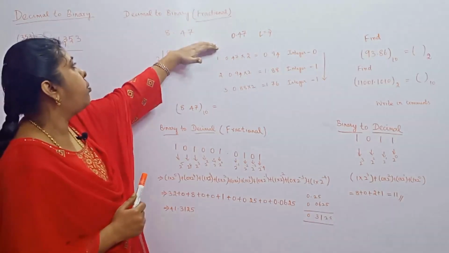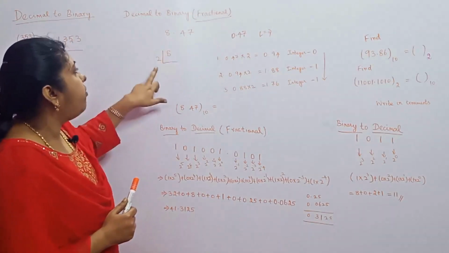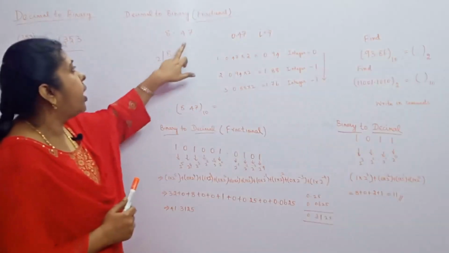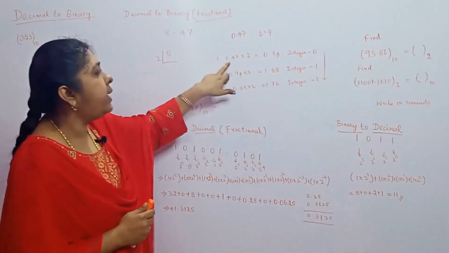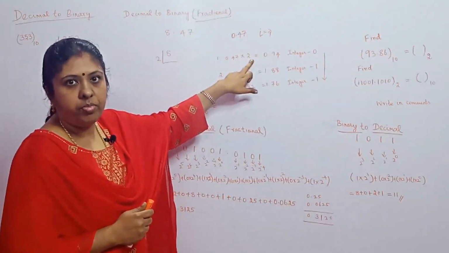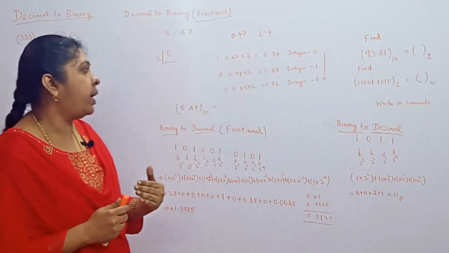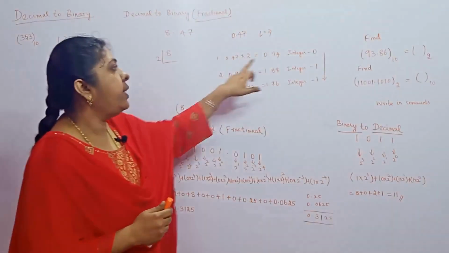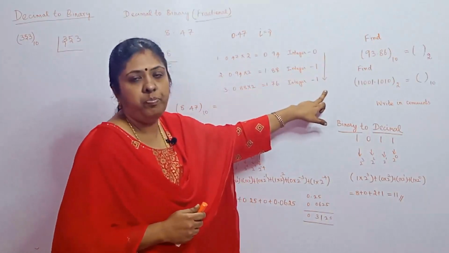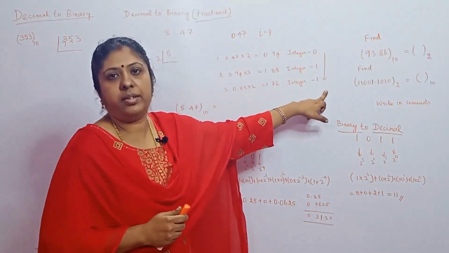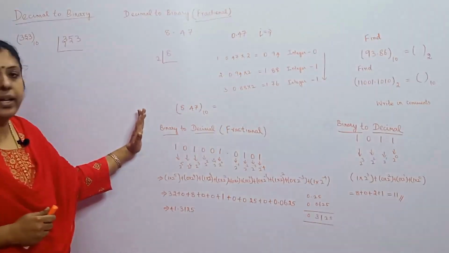In the fractional part, we have to consider: for the integer part, we have to divide it by 2. And for the fractional part, what we have to do is, we have to multiply by 2. The number of iterations can be considered, how many times we have to multiply, and then the final integer values are calculated, and then from top to bottom the answer is written. And then next, considering binary to decimal.